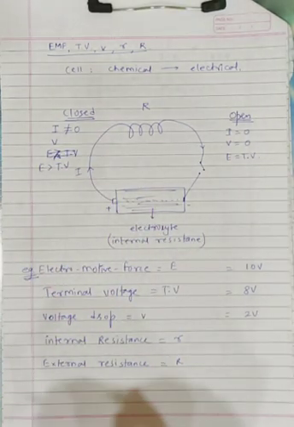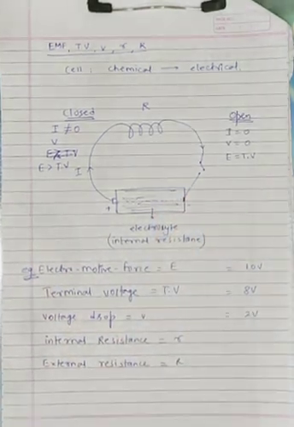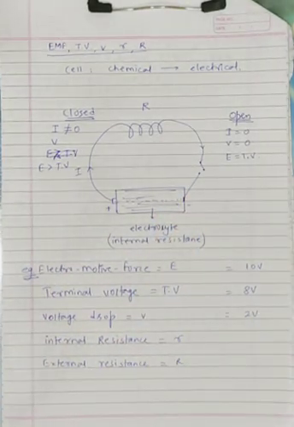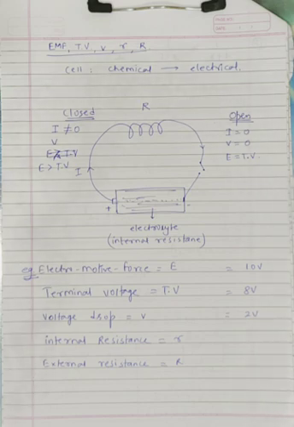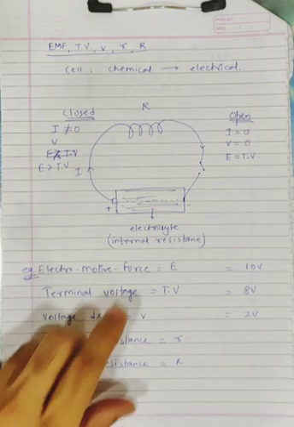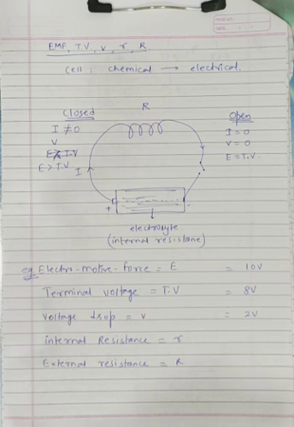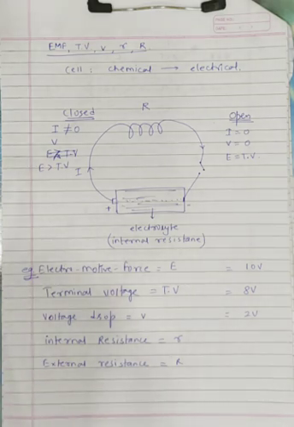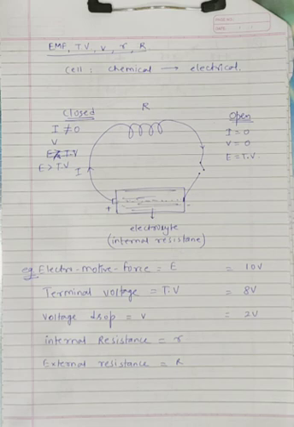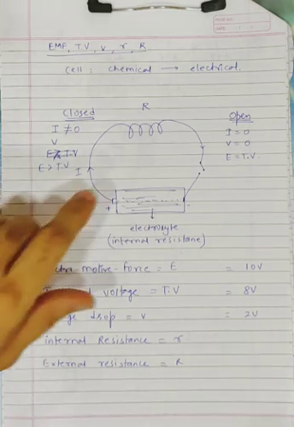Why will EMF be more? Because you are going to lose some amount of voltage in overcoming the internal resistance. Now tell me one thing, the internal resistance offered by a cell, is it good or bad for us? It is bad for us because we don't want internal resistance. We want to overcome this resistance.